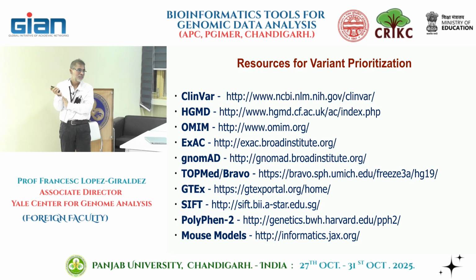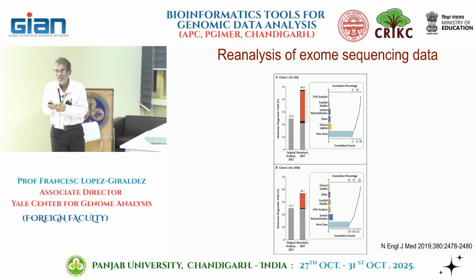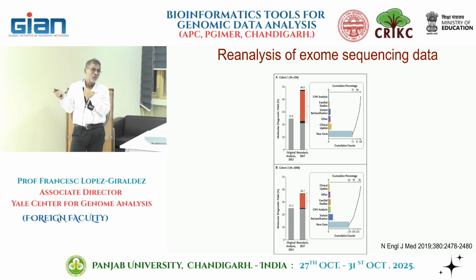I put the IDs, I mean the HGMD, OMIM. ExAC is no longer there, so it's gnomAD. GTEx is your gene expression portal, then SIFT, PolyPhen, and if you want to look at the same or similar genes in mice, the Jackson Lab has a very good resource. So I think I'll end here. But this is part of a talk where I looked at reanalysis of exome data as well. Thank you.